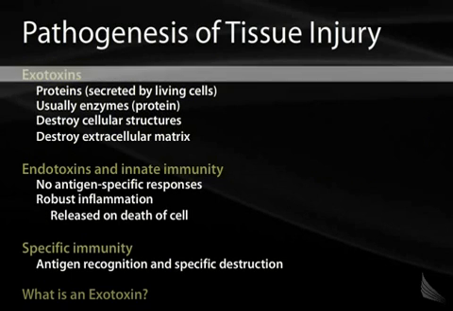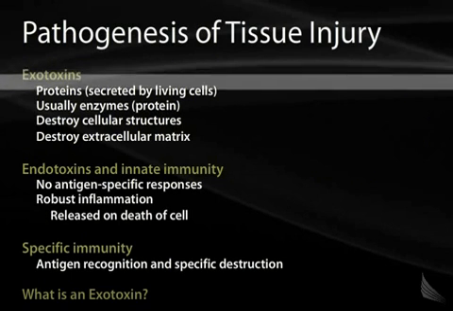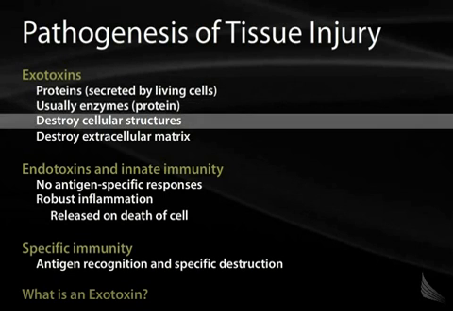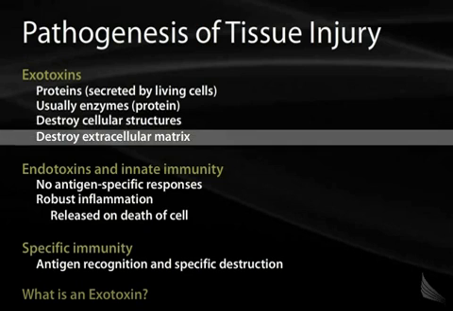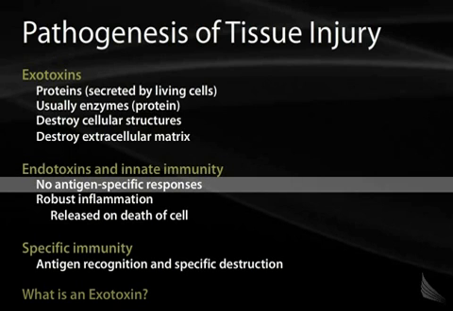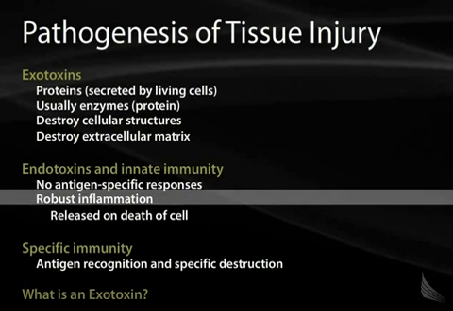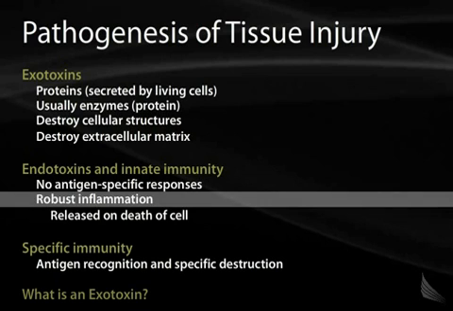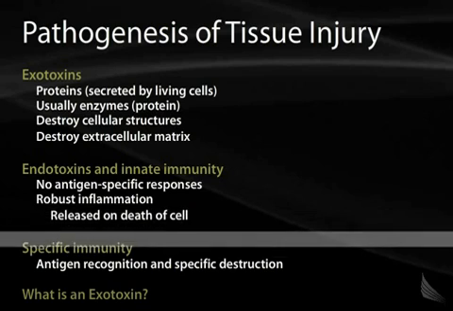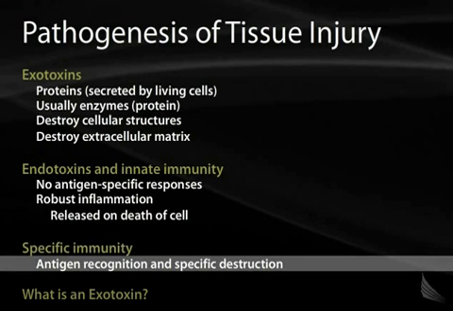Pathogenesis of tissue injury. Exotoxins are usually proteins, which act as enzymes for most of the time, and they destroy cellular structures, and they destroy extracellular matrix. Endotoxins and innate immunity are not antigen-specific responses. Basically, they're just inciting inflammation wherever they can, and usually it's released on the death of a cell. Specific immunity is antigen recognition dependent, and it gives you specific targeted destruction.